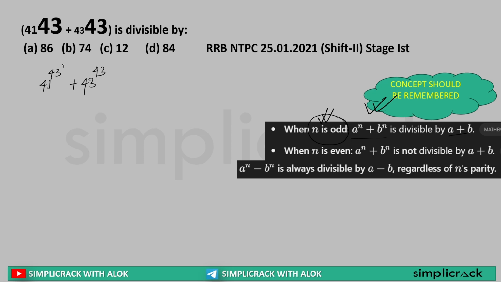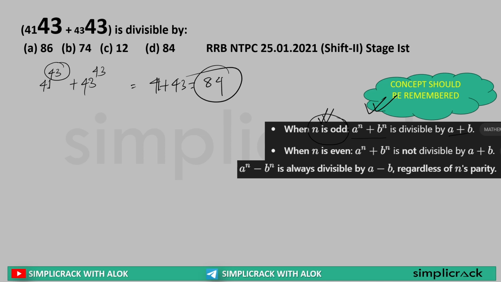Okay, so now the power is what? 43. It is odd, so it should be divisible by what? A plus b, that is 41 plus 43, which is equal to what? 84. Now understand this. Here is the trick. What is that trick? Sir, here it is saying a number is divisible by 41 to the power this much plus 43 to the power this much, and we are getting that it is divisible by 84.